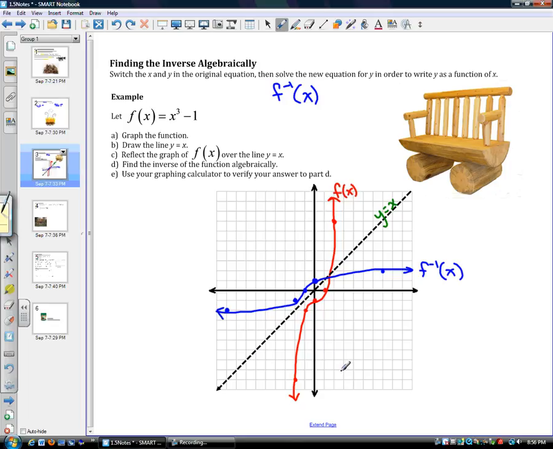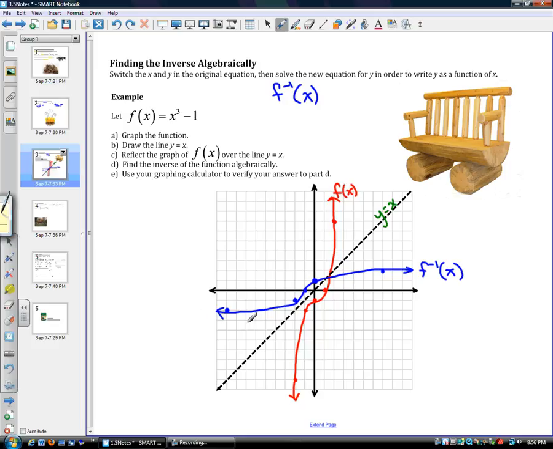There we go. So, as you can see, they are crossing exactly at y equals x, because if I took this point and reflected it over the line y equals x, it would still be exactly right there. So it's just a mirror image over y equals x. Find the inverse of the function algebraically. So I want to make sure that this is correct here.